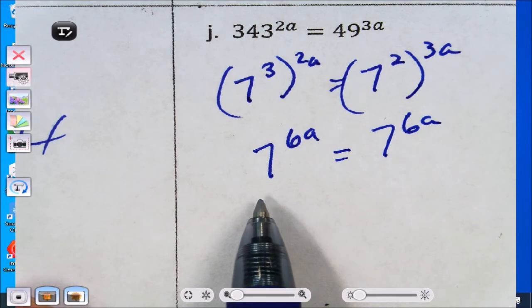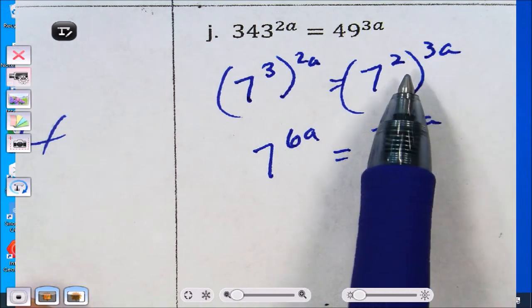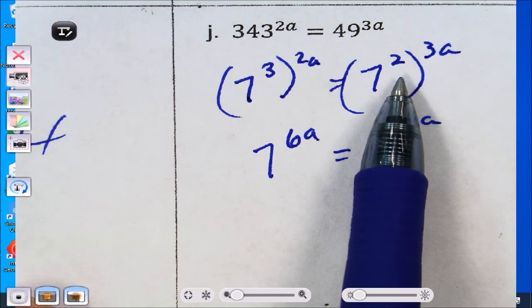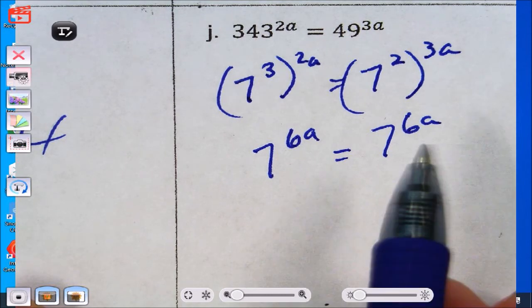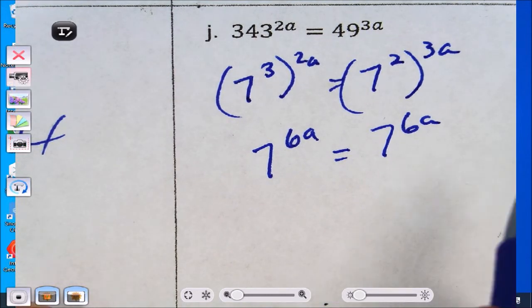You put a 2 right there. Shouldn't that be a 3 right there? Because 7 to the second power is 49. And then 7 to the third. Yeah. I made several mistakes, perfectly understandable. Does 7 to the 6a equal 7 to the 6a?